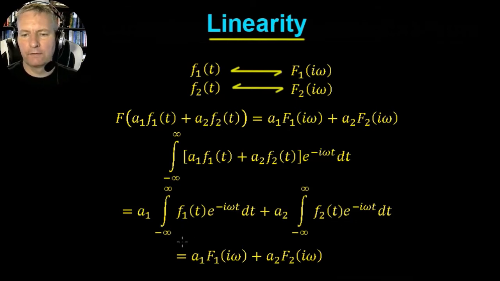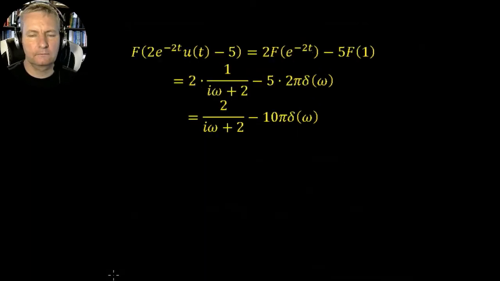So we can see from above that's just the same as saying a1, and this whole section here is just the Fourier transform F1 of i omega, and again this section here is the Fourier transform F2 of i omega. So that really is a little proof of our linearity, but to see the power of it we really just need to look at an example. So we'll look at an example on the next slide.